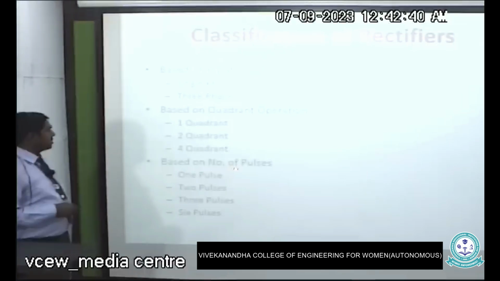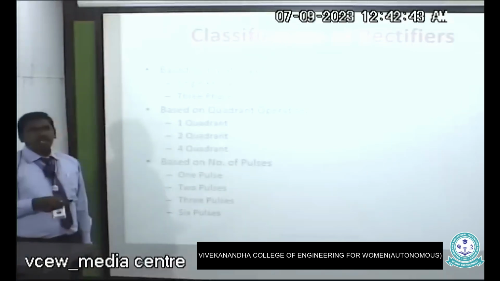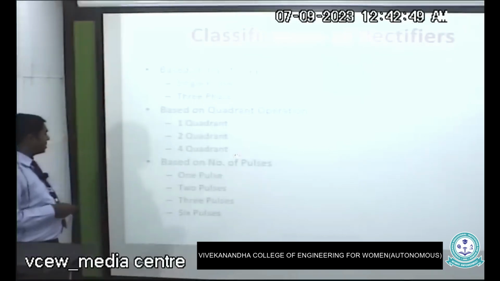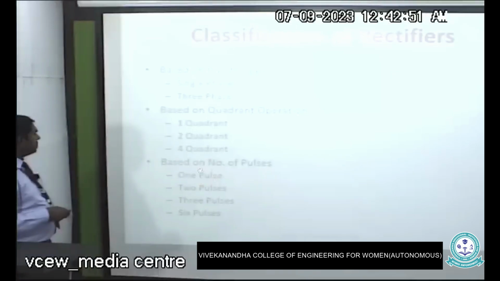Then, based on the pulses, you can trigger your device, that is, operate the thyristor in the circuit, by using the pulses. Based on the pulses, we can classify rectifiers into 1 pulse, 2 pulse, 3 pulse and 6 pulse. So this is the major classification of the rectifiers.